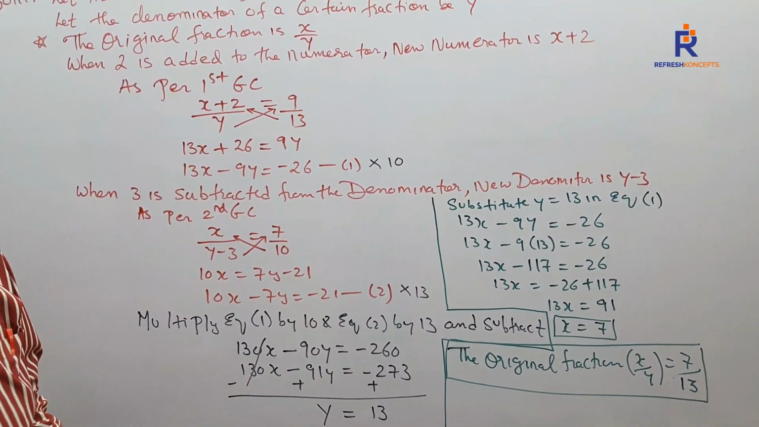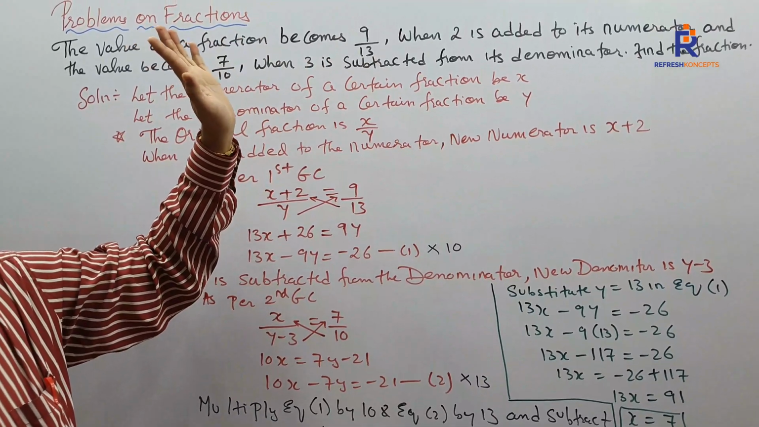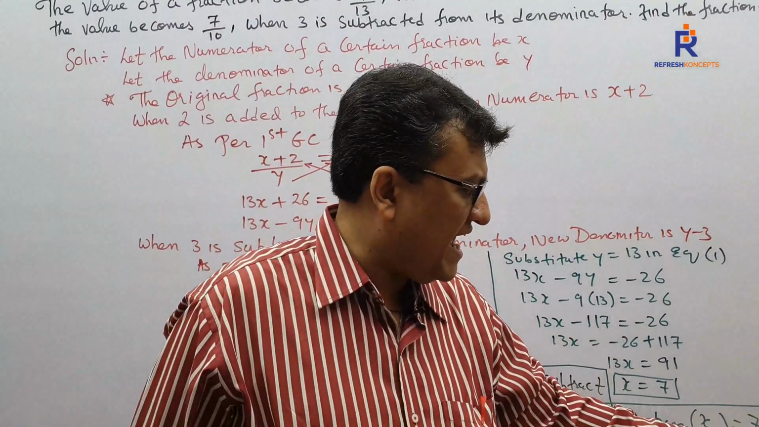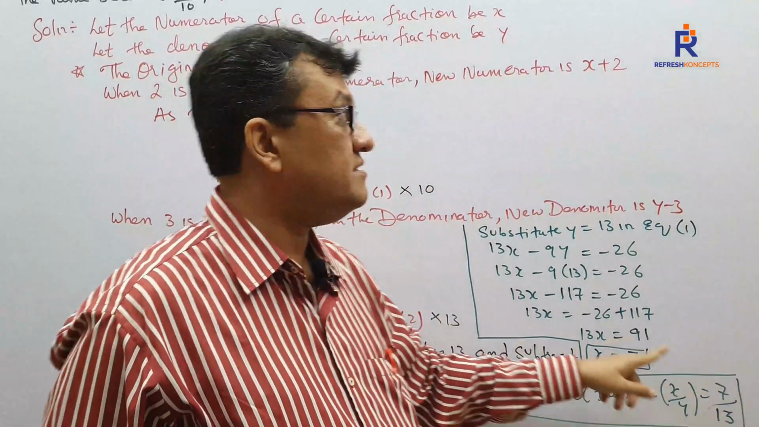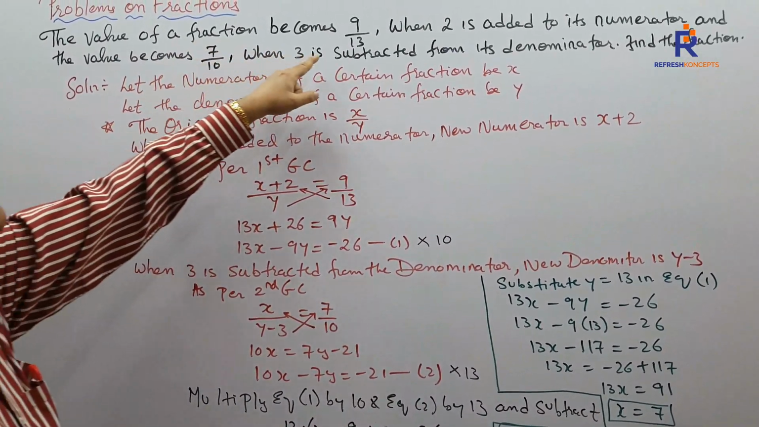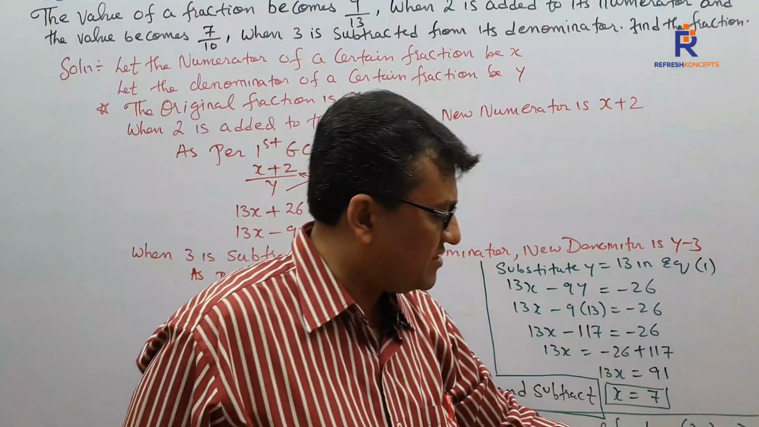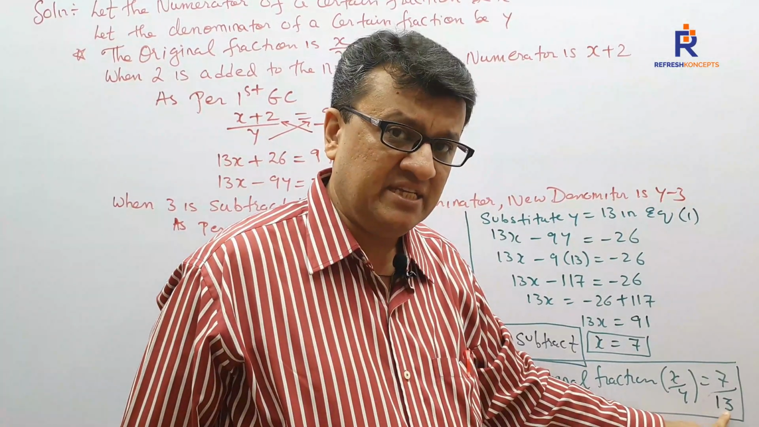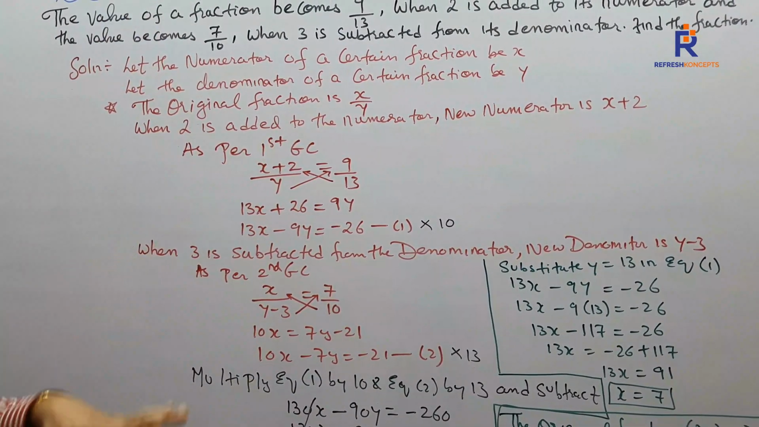Let's cross check once again. When 2 is added to the numerator, if I add 2 to the numerator, what is the answer? 7 plus 2, 9 by 13. That's what they say. The fraction becomes 9 by 13. When 3 is subtracted from the denominator, 13 minus 3, 10. So what am I left with? 7 by 10. That's what the question says, 7 by 10.